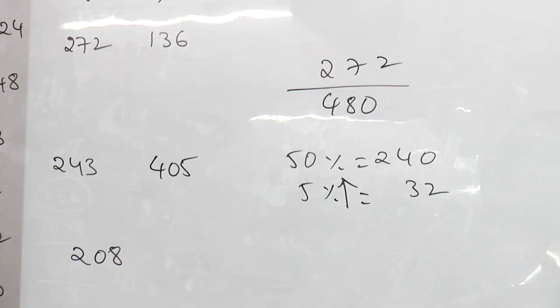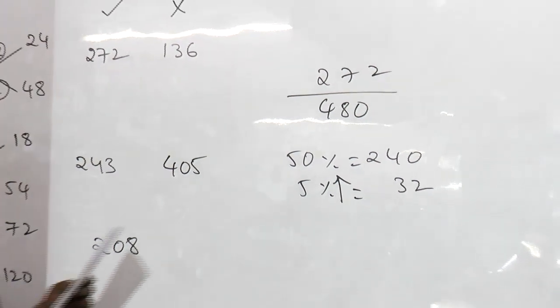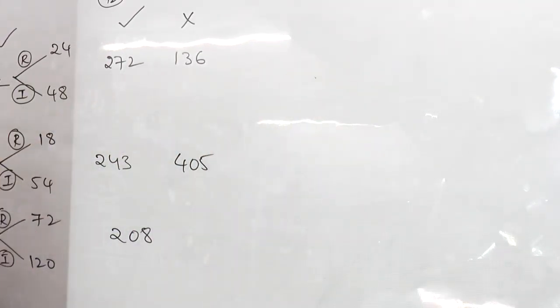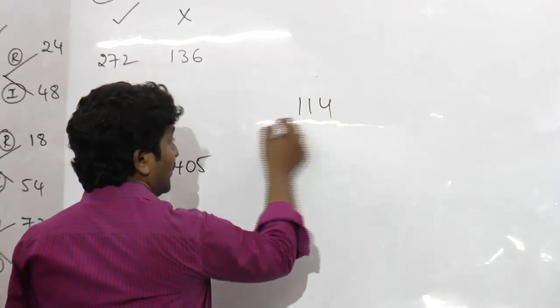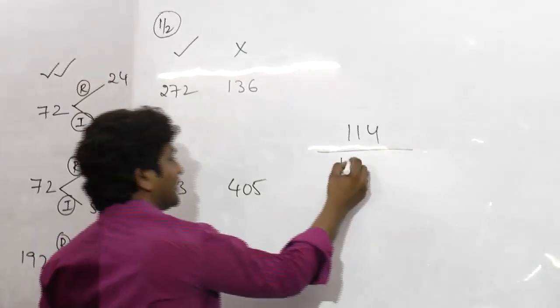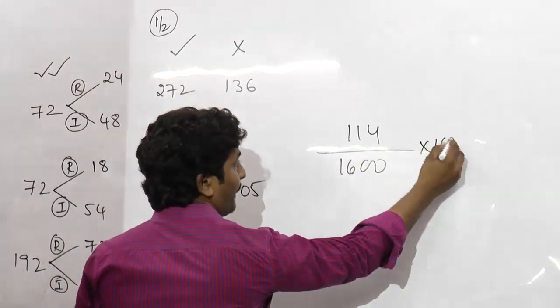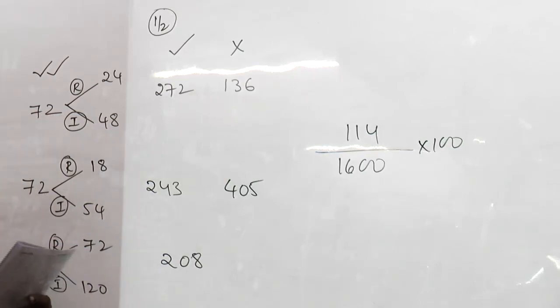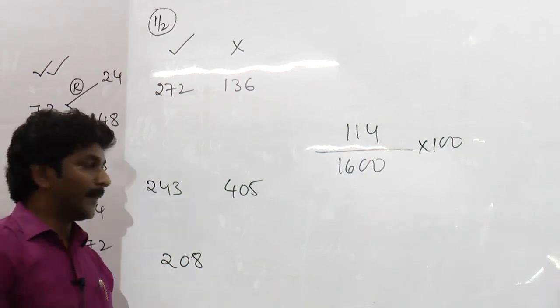Next, 58. What percent of total number of patients are able to meet expenses being rich? Rich candidates, we have already calculated. 114. It asks to calculate percentage with respect to total candidates, which is 1600. Answer is less than 10%. How many options are there? 1, 2, 3. 3 options are there. Right?